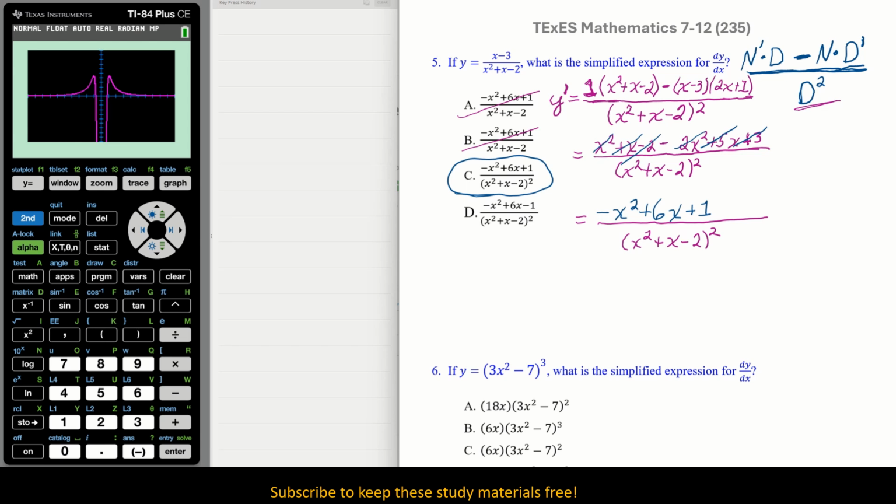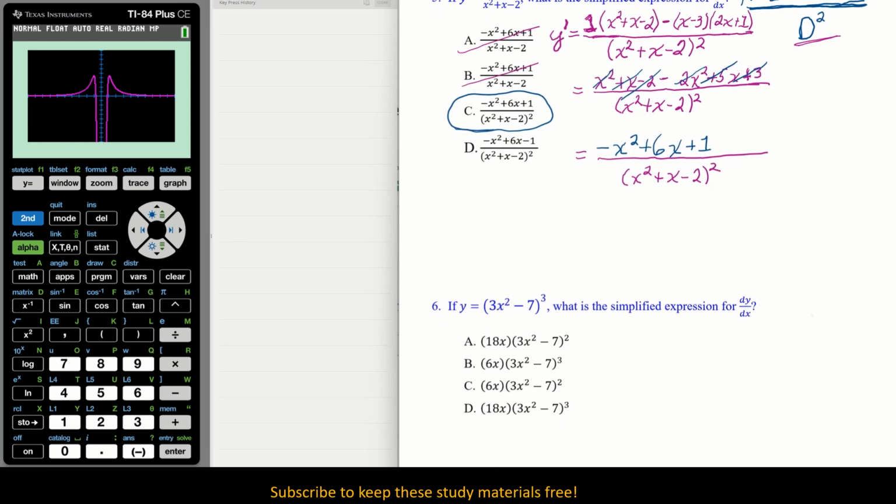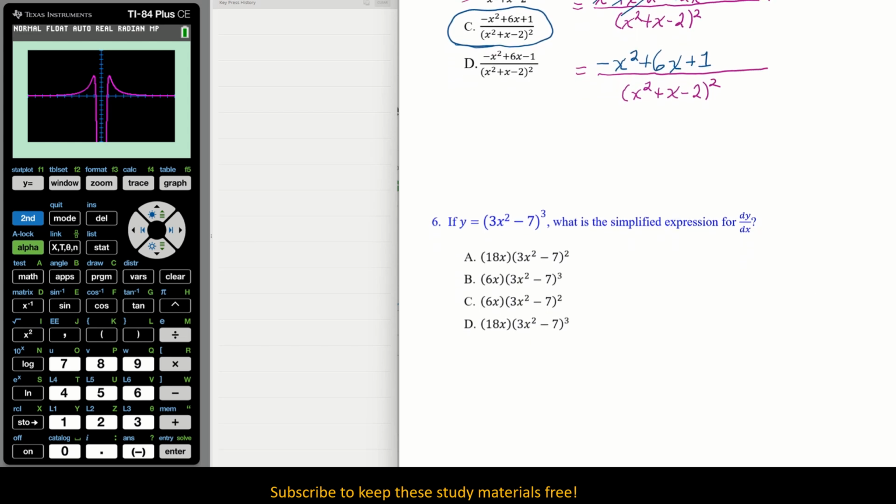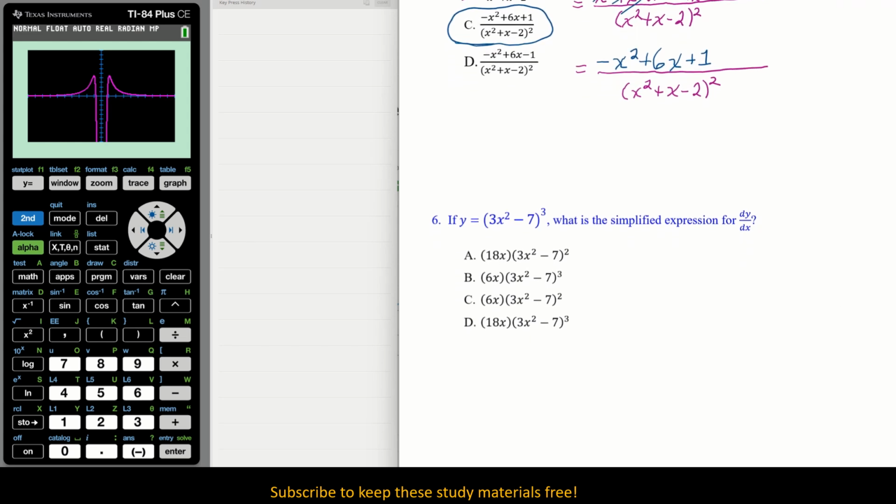Okay, all right, now let's go to number 6. Notice again, I didn't use the calculator. Sometimes it isn't going to happen. We will not use a calculator. Now, if you are multiplying large numbers as you are using the chain rule, yes, don't do it by hand. Don't even try. Just pop it in the calculator to maintain your accuracy.